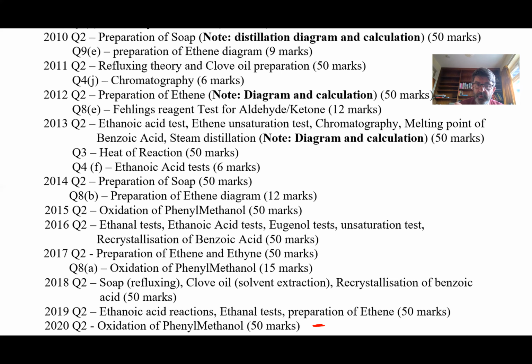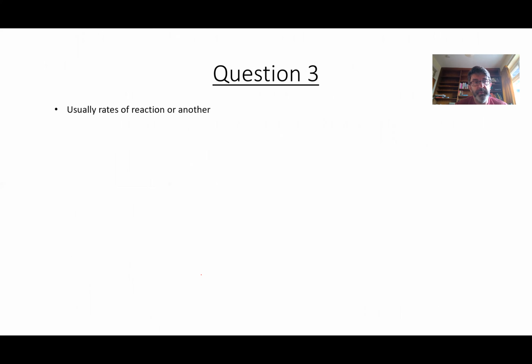Soap as a standalone one hasn't come up since 2014. So possibly soap would be one that hasn't come up in a while as a full question. However, it did come up in 2018 as part of a question. So again, it is difficult with the organic. I always say to my students, just learn them. If you're doing the organic experiment, learn them all, and it might get you a half question in the main section as well. I think that's the best route to go with the organic, and they're fairly straightforward, most of them. Okay. Question 3 is our other experiment, usually rates of reactions are one of the others.